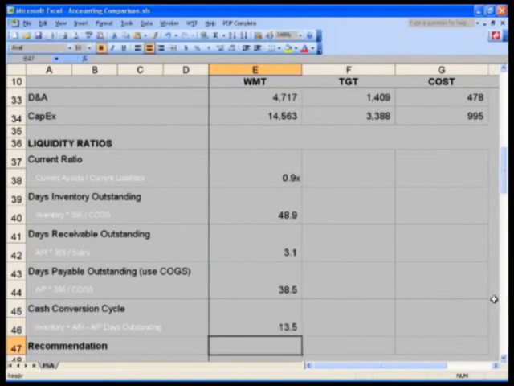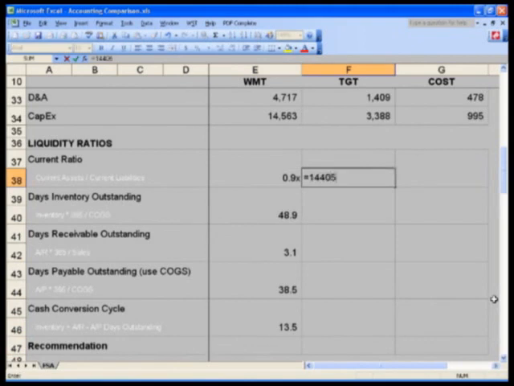Let's calculate our cash conversion cycle. Our cash conversion cycle will simply be our days inventory outstanding, which is that 48.9, plus the days it takes us to sell, to receive our cash, 3.1, minus the days it takes to pay our vendors and suppliers. We arrive at a cash conversion cycle of 13.5 days. You may be off slightly due to rounding, but that is okay. You get the point at this moment.